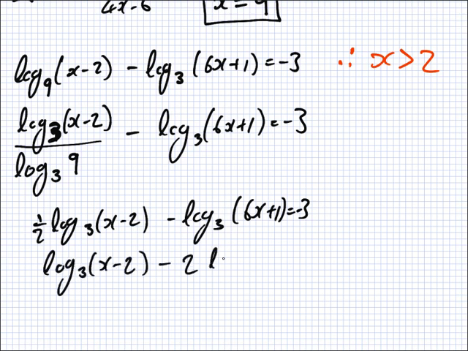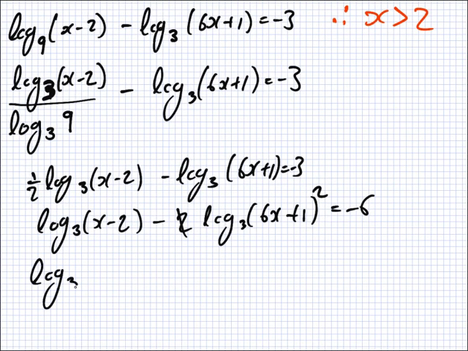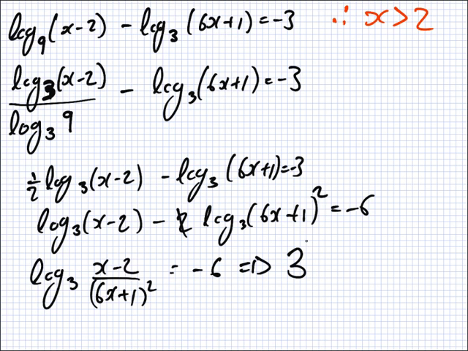But I still have a little bit of a problem, don't I? Because now I've just moved it to the other one. Yeah, now I can make it a square. Now I can use my rule. Equals minus 6. So you can change this into saying 3 to the power of minus 6 equals x minus 2 over 6x plus 1 squared.